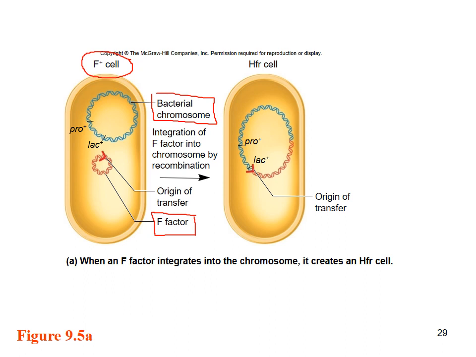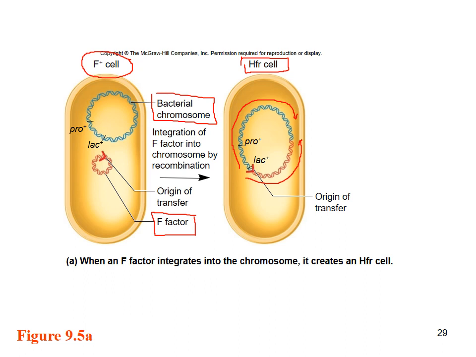And now what I'm saying to you is that we know for a fact that you also have HFR cells, which are high frequency of recombination cells. In these particular cells, the F factor, here pictured in red, is able to integrate itself into the bacterial chromosome, and that, of course, is what's pictured here in blue. So whenever you see the F factor integrated into the bacterial chromosome, please don't call it an F positive cell. You're going to call it an HFR cell, a high frequency of recombination cell.